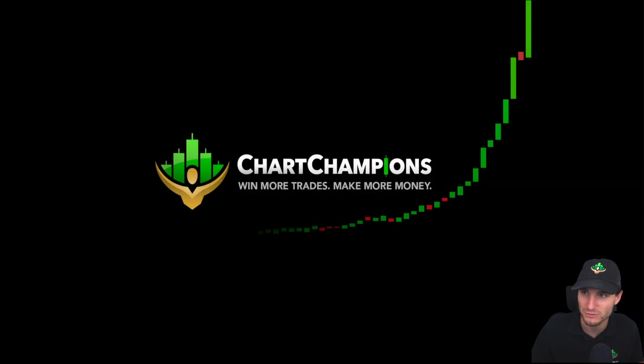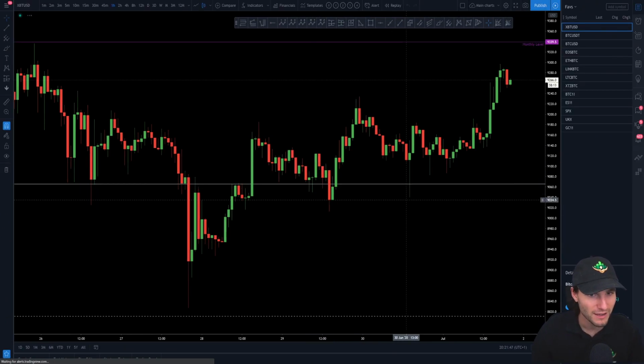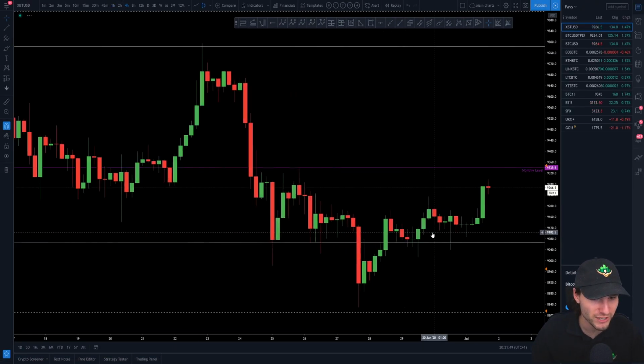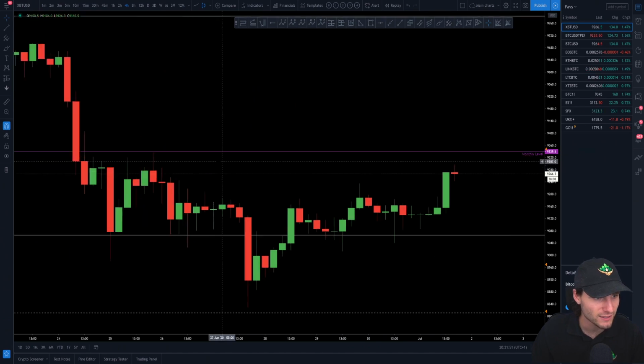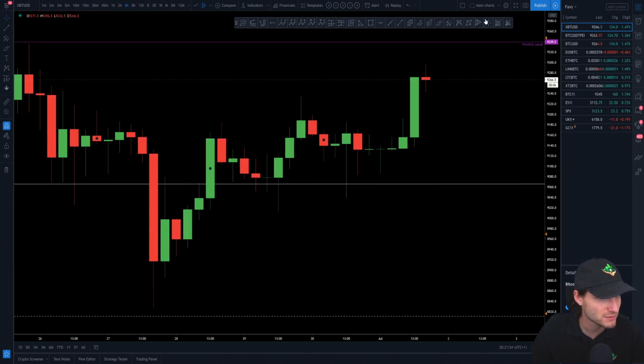Let's hope TradingView is back to normal. Let's see if I can load it up now. So the context of this trade is we were trading. So let me just load it up one more time. I was trading this. Oops.